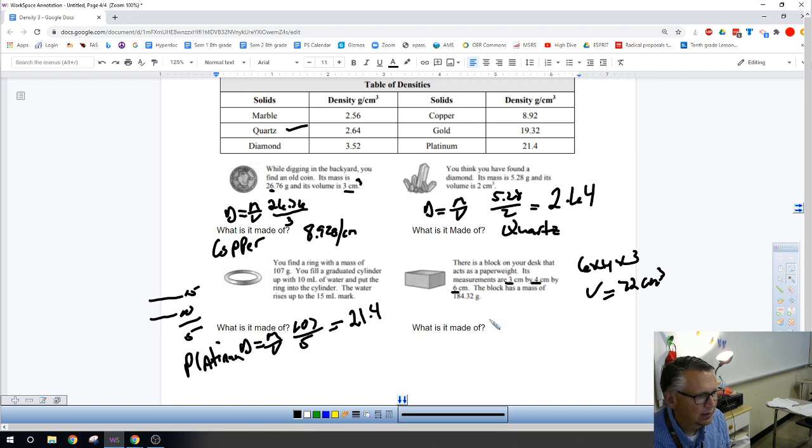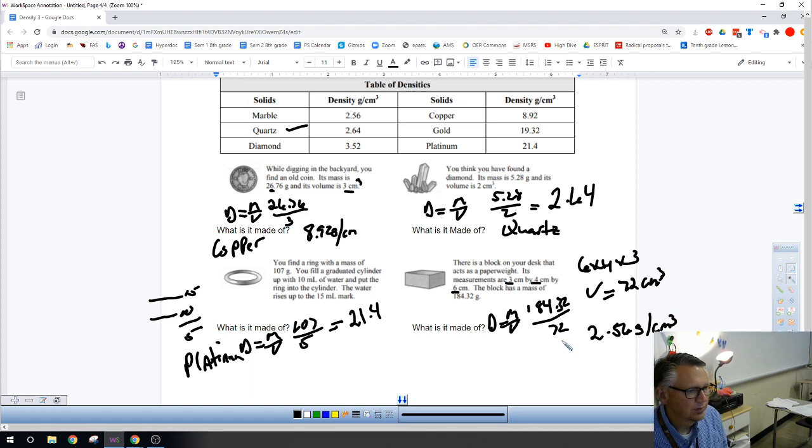The block has a mass of 184.32. Density is equal to mass divided by volume. Our mass is 184.32 divided by our volume of 72. 184.32 divided by 72 equals 2.56 grams per cubic centimeter, and that means that it's made out of marble.